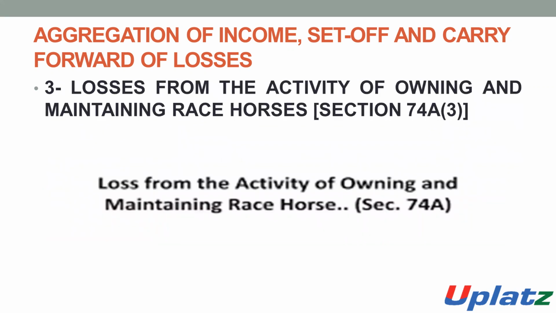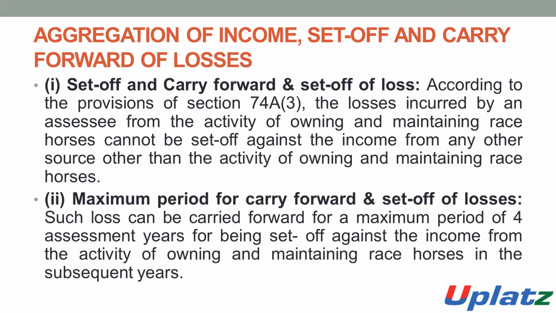Now we will discuss losses from the activity of owning and maintaining race horses. If there is any loss arising from the activity of owning and maintaining race horses, then such a loss can be adjusted only with the income arising from the same activity. It will not be adjusted against any other income. Section 74A subsection 3.